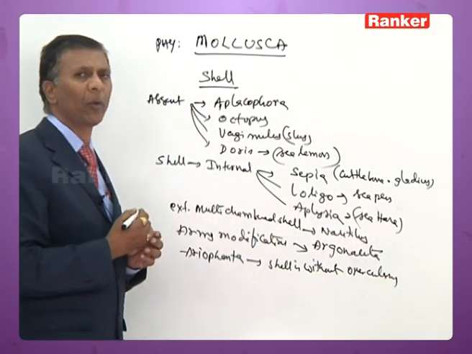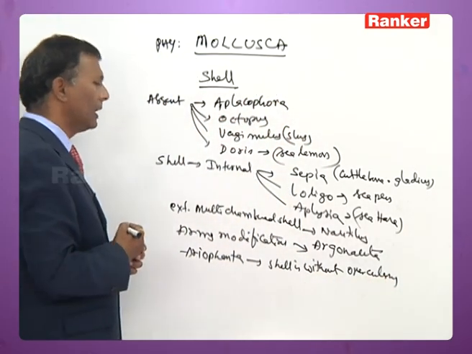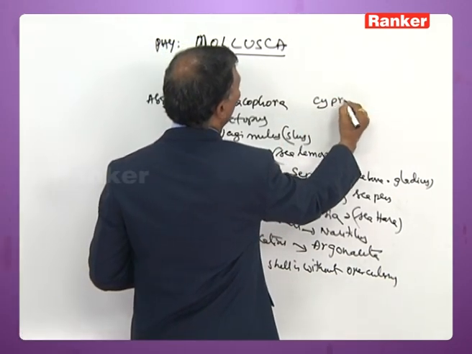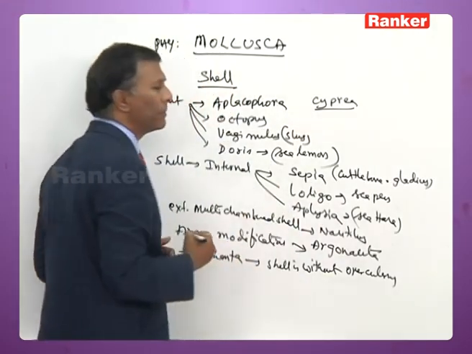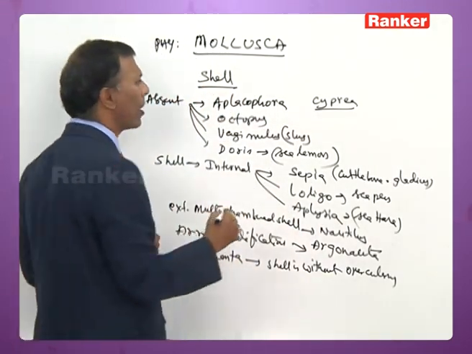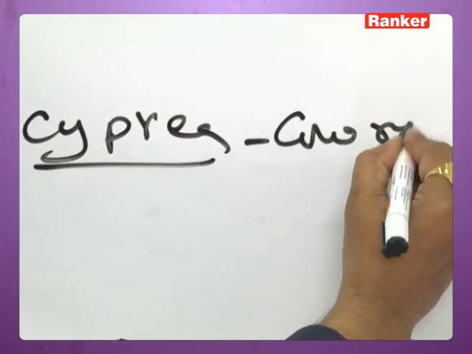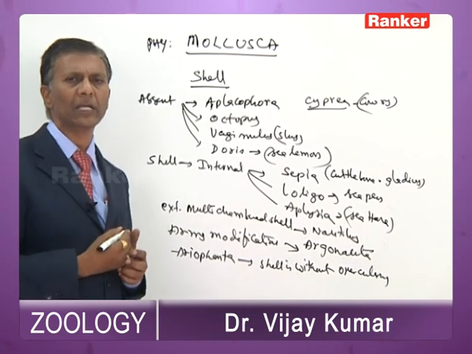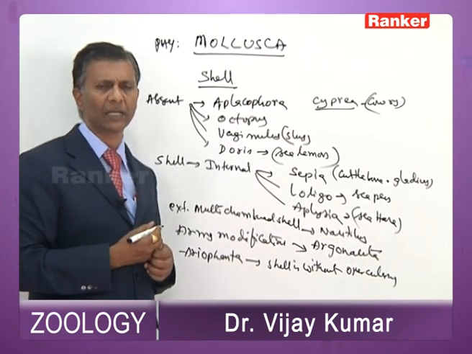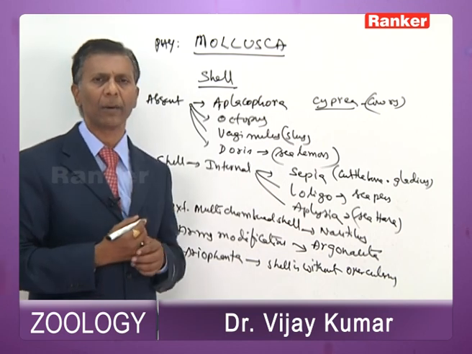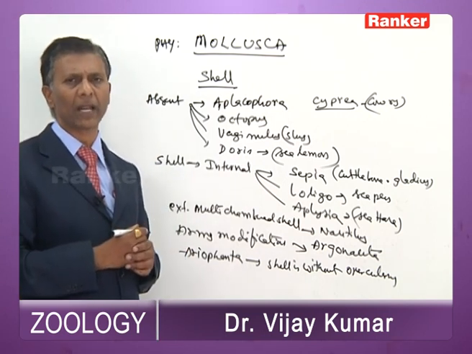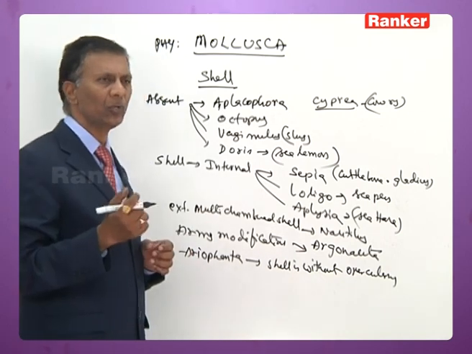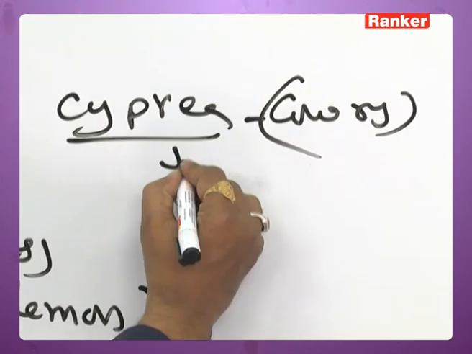Shell is without operculum. Then the shell of Cypria is a gastropod commonly called cowrie. The shell of Cypria, which is commonly called cowrie, was used as a medium of currency during Aurangzeb's dynasty. And the Cypria shell is also used to play a game.